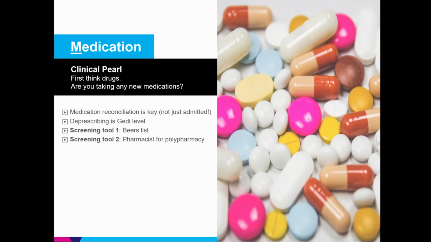prescribing Beers medications. There's actually an effort by AGS to develop specialty specific Beers medications, because in some cases, some of these medications on the Beers list are not avoidable. Benadryl or diphenhydramine, as an example, is often given for allergic reactions, and it's not inappropriate if that's what it's being used for.